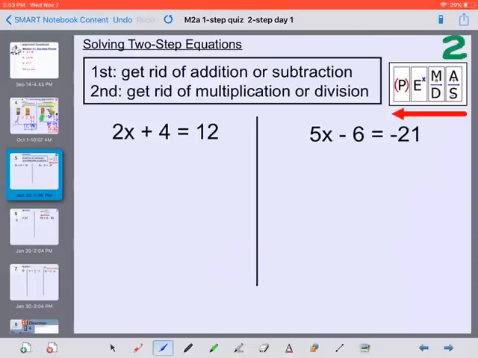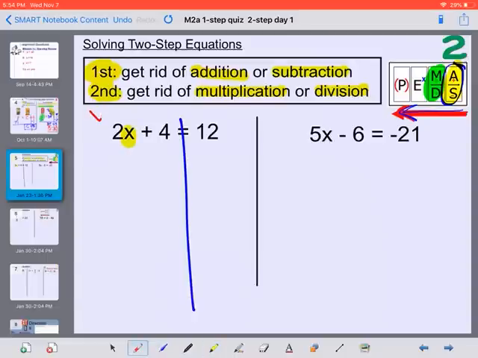So here's our steps that we're going to use to solve two-step equations. We're really undoing our order of operations, going backwards here, getting rid of first adding and subtracting, then multiplying and dividing. So I've written that out here in our two steps as well. First, get rid of adding and subtracting, then multiplying or dividing. So let's take a look at this first equation. We want to figure out what x is, right there.